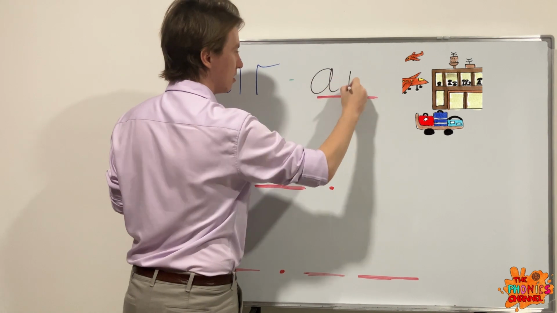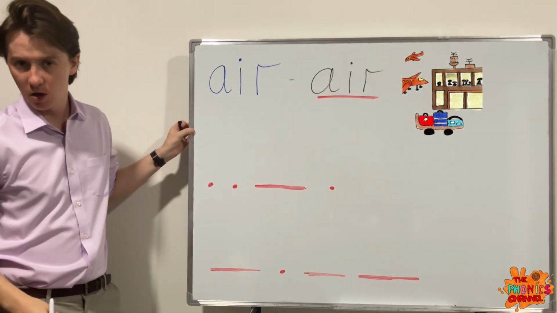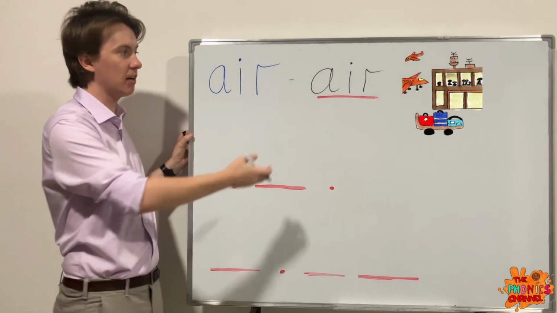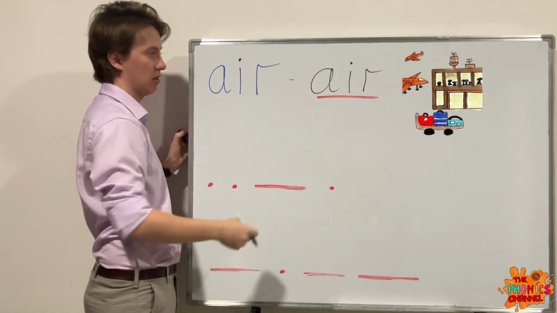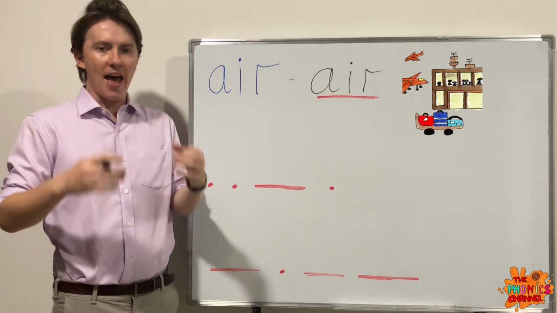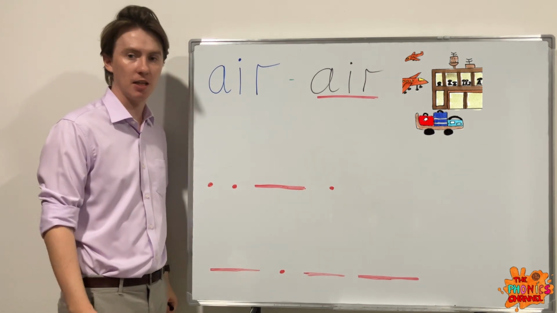Air. Yeah, three letters, one sound. Air. So the trigraph can be a sound and it can be a word. I am breathing in air. Air. Okay, yeah, simple enough. Sound can be a word.